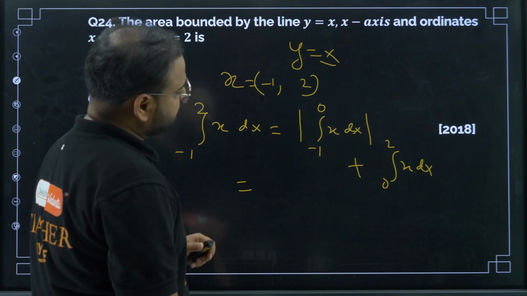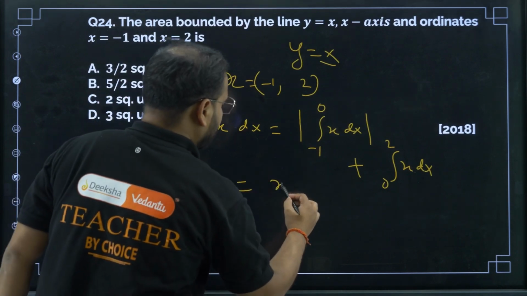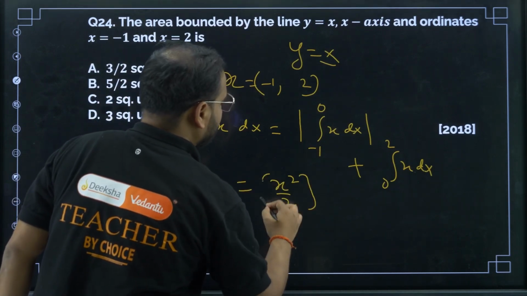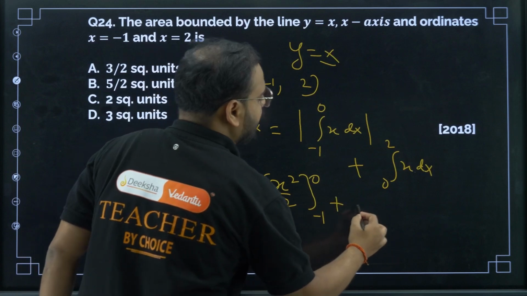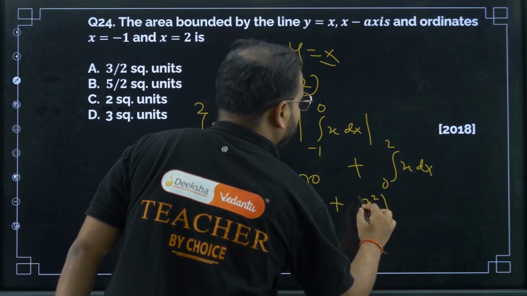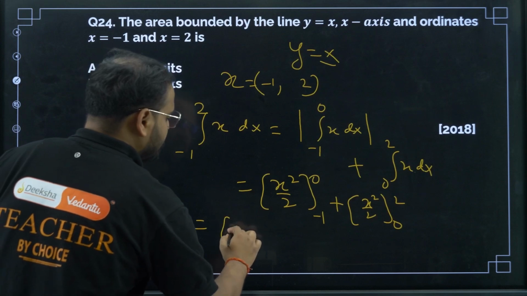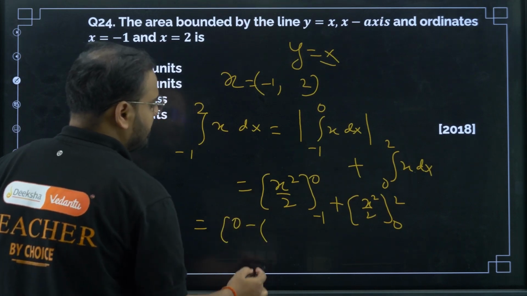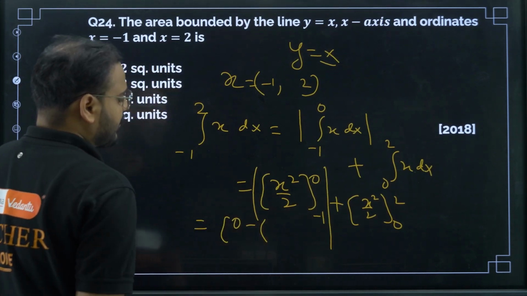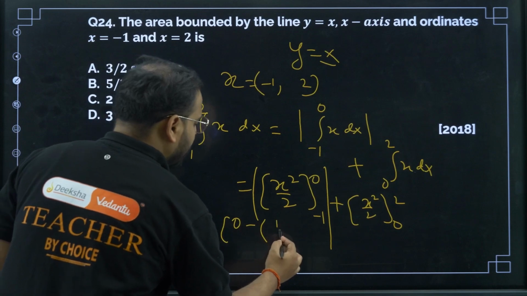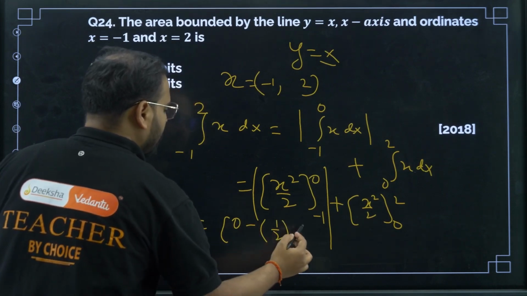If you check the integration, it will become what? X square by 2. From where to where? From minus 1 to 0. And this will become what? X square by 2 again. From where to where? 0 to 2. Check the values. So I have 0 minus of what, bacha? Tell me. This is a mod acting over here. Okay. I have 0 minus, again 1 by 2. Okay. There is a mod acting over here.